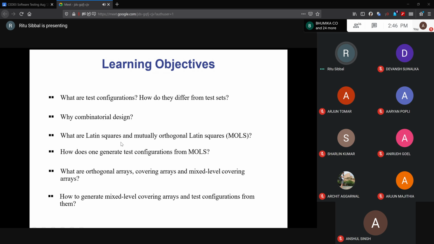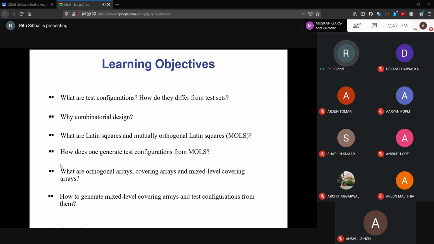And we'll see how we generate test configurations from mutually orthogonal Latin squares, orthogonal arrays. So these are all procedures for doing combinatorial testing, covering arrays, mixed level covering arrays, and how to generate them. So here basically 1, 2, 3, 4, these are the procedures for combinatorial testing. All right, now we have seen what combinatorial testing is and its importance. Now these are the procedures for doing combinatorial testing. So we'll study these procedures or ways of doing combinatorial testing, or generating the test cases or test configurations using these techniques.